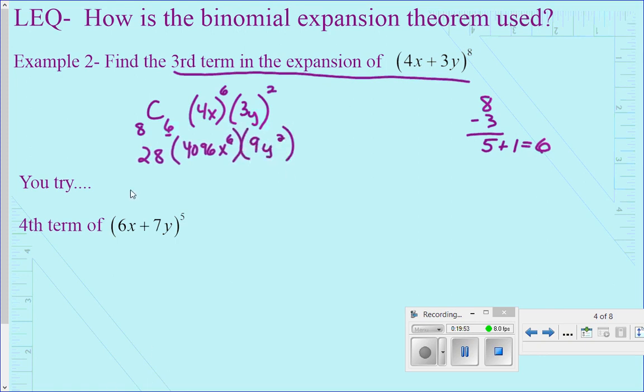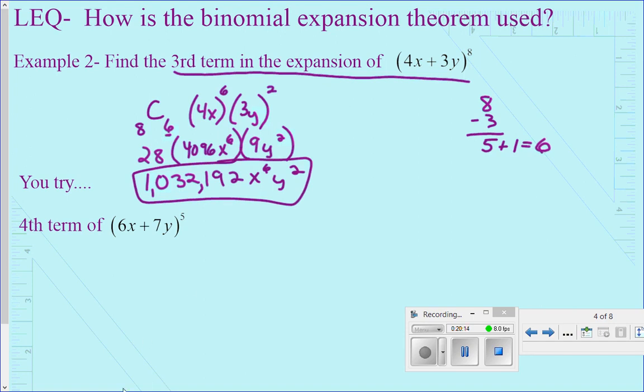So if I multiply 28 times 4,096 times 9, I get 1,032,192, and then I have x to the 6th y squared. So that is my third term.